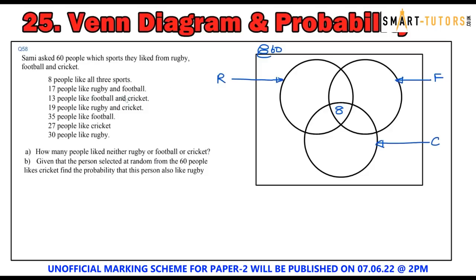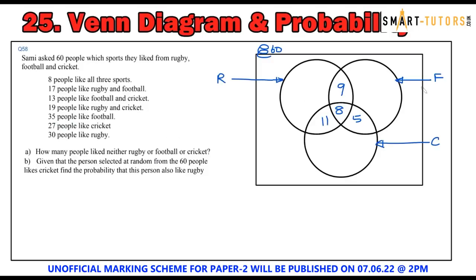17 people like rugby and football. Rugby and football means the whole thing is 17, right? So we need to understand 17 take away the 8. So 17 take away 8 is 9. 13 people like football and cricket. Football and cricket is 13, so 13 take away 8 is 5. And 19 people like rugby and cricket. Rugby and cricket is 19, take away 8 is 11.